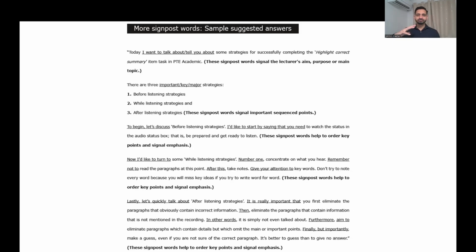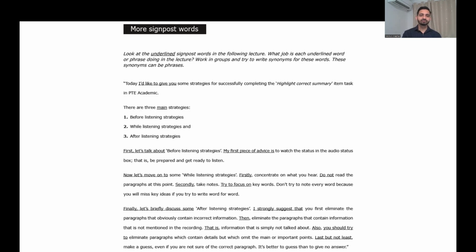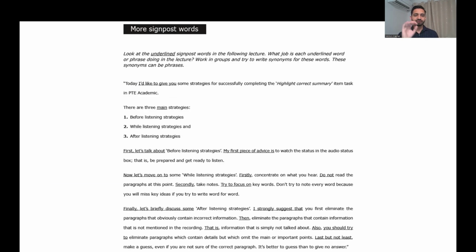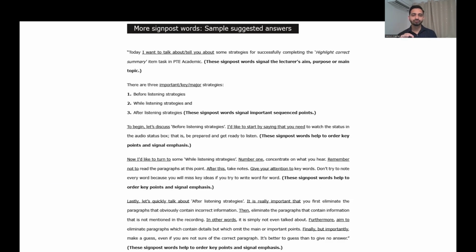All right, let's look at some synonyms, suggested answers. So instead of "I would like to give you", you can use "I want to talk about", "I want to tell you". These signpost words signal the lecture's aim, purpose, or the main topic, which is important in a summary, isn't it? Instead of "main", you can use important, key, major: there are 3 important, key, major strategies. Okay, these signpost words signal important sequence points.